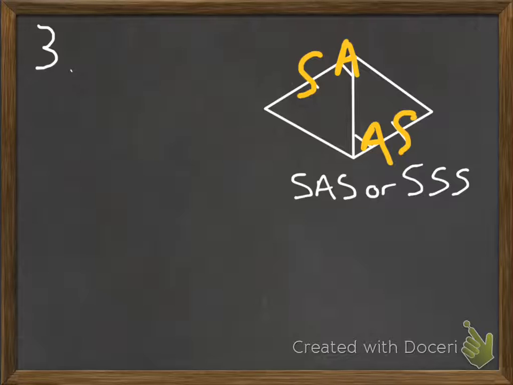The missing piece of information here is there is one side that's not marked that you know is equal. That side would be the one right down the middle here. That side is equal in both triangles. So we actually have side, angle, side, SAS. So side, angle, side works. Our answer would be yes, they can be proven congruent by side, angle, side.